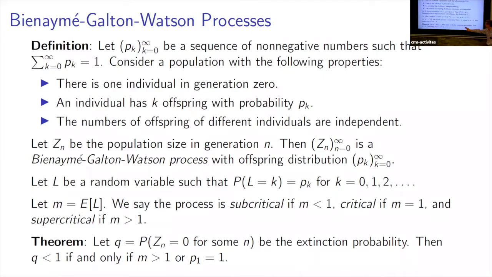The only exception is the trivial case where p_1 is equal to 1. Then every individual has exactly 1 offspring. We have 1 individual in every generation, and the process is critical, but it does survive forever.